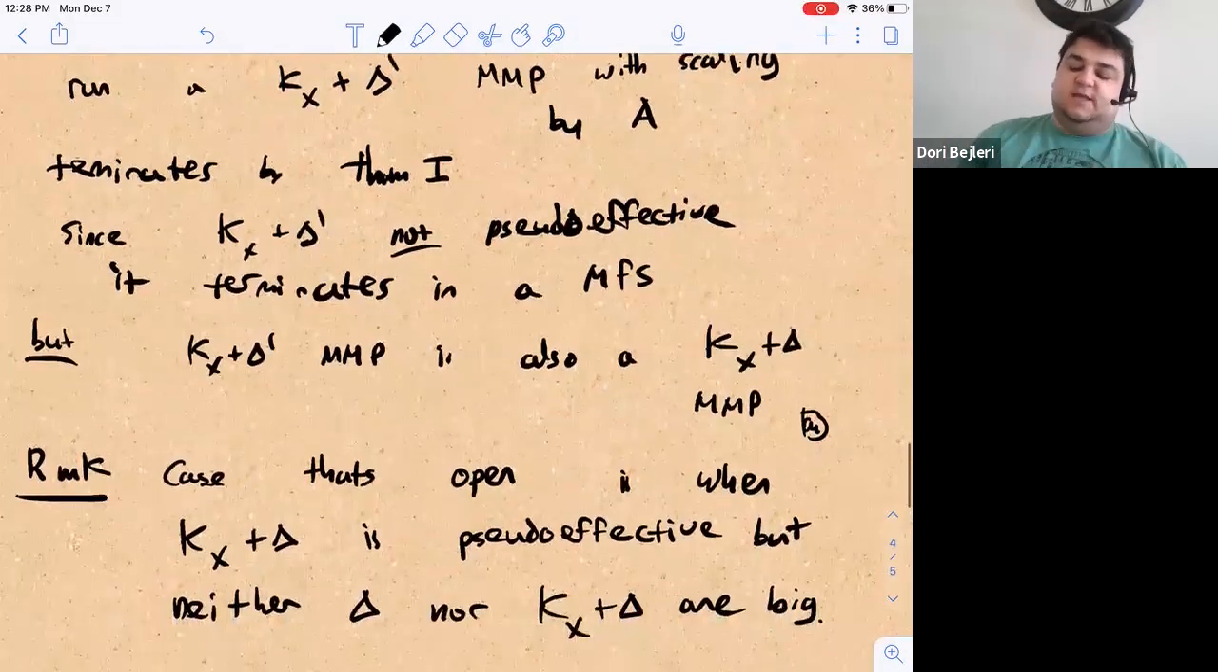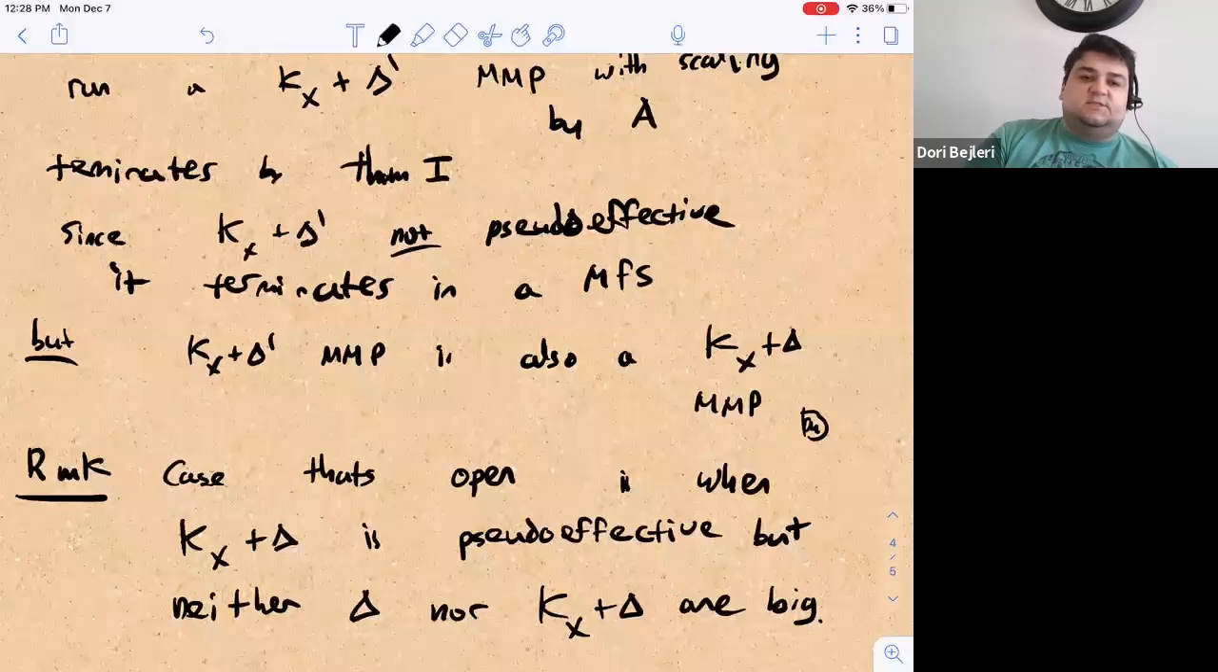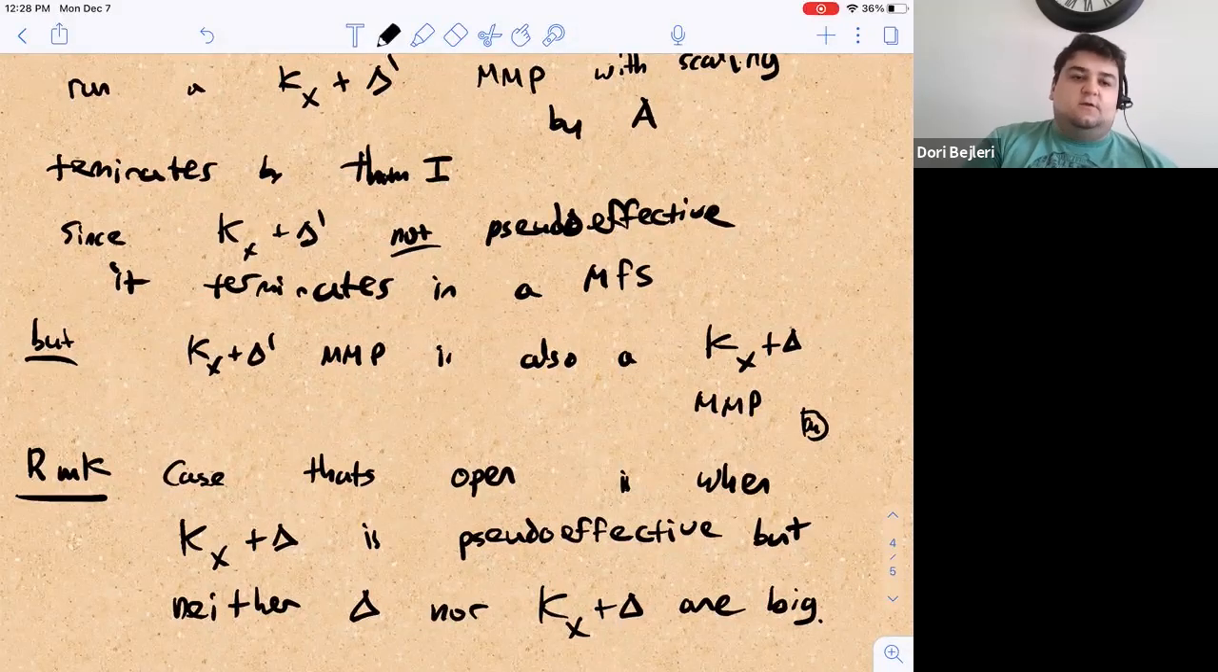Why can't we still just take K_X plus delta that's pseudo-effective, but where neither delta nor K_X plus delta are big, and perturb it by an ample and try to run the same exact argument? The issue is that if K_X plus delta is pseudo-effective, then when we perturb by an ample, we actually are changing the situation a lot. For example, if K_X plus delta is trivial, and we add epsilon times an ample, suddenly K_X plus delta is ample. So we've gone from the Kodaira dimension 0 case to the general type case as soon as we make any perturbation.